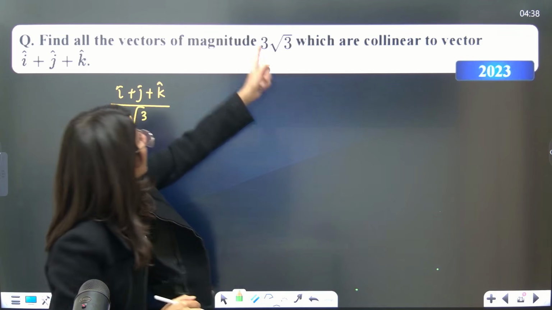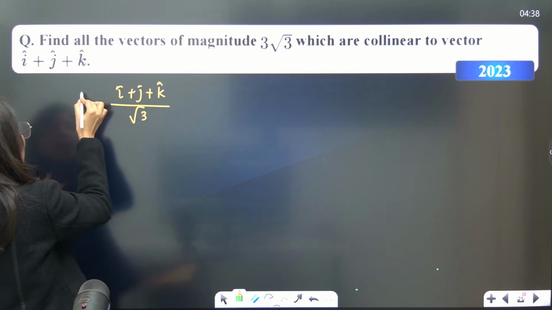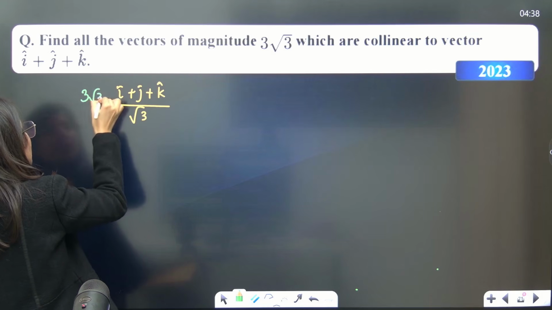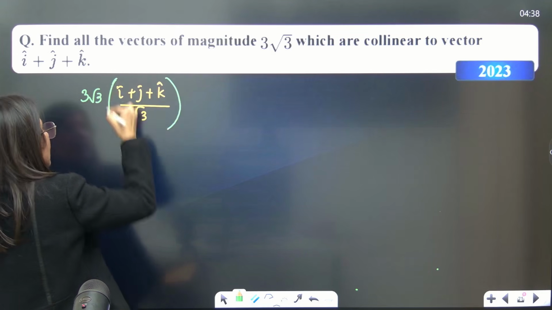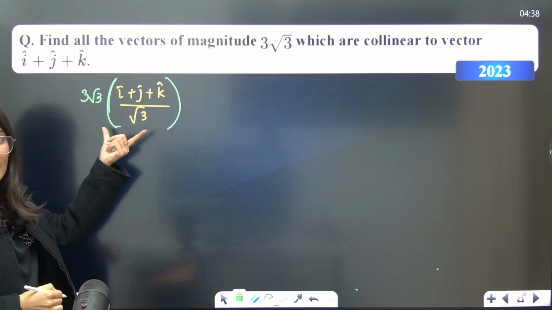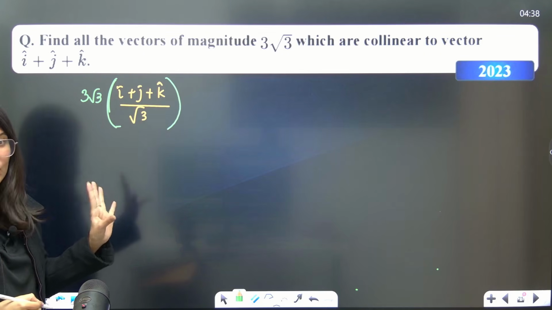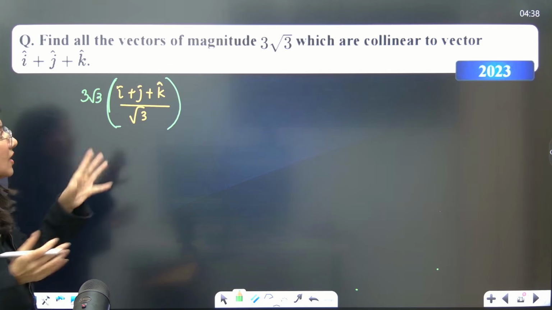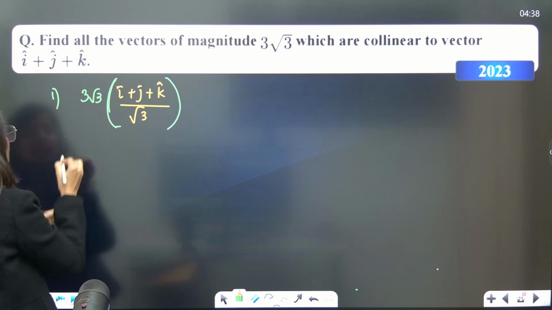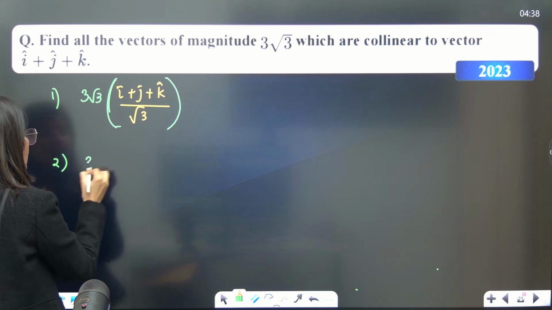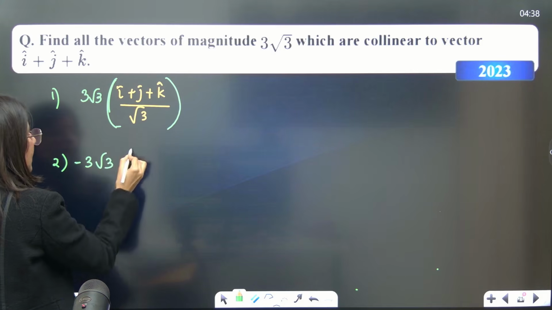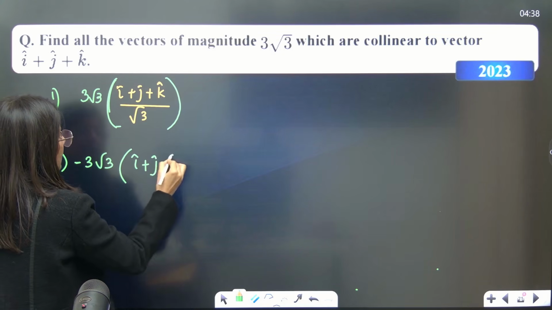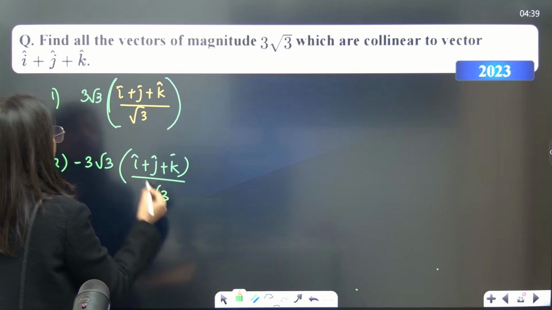Now you want the magnitude as 3 root 3, so you have to multiply it by 3 root 3. Now this vector has magnitude 3 root 3, and which direction? I plus J plus K, the same direction. So this is the first vector. Now second, 3 root 3 but opposite direction, so minus 3 root 3. You just have to multiply, the rest is the same process. So these are the two vectors.